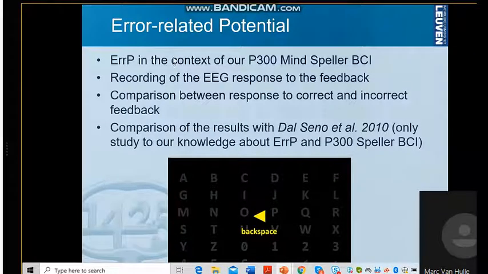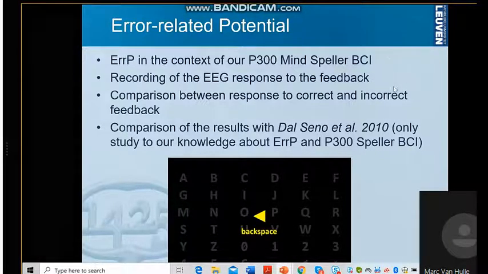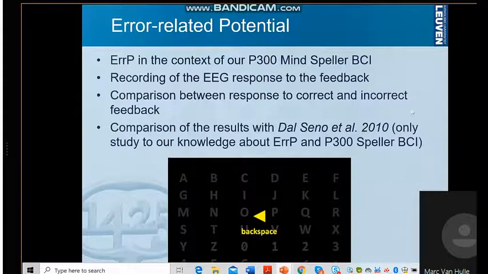So we examined the case of the P300 mind speller, the typical speller as you know it. And we have been recording EEG responses to the feedback that appears on the screen. You select the character and then it appears on the screen what you have selected, and the response to that is being recorded. If this is the correct thing that you wanted to communicate, then the error-related potential should not be there. If it's a mistake, then it should be there, and you can pick it up.